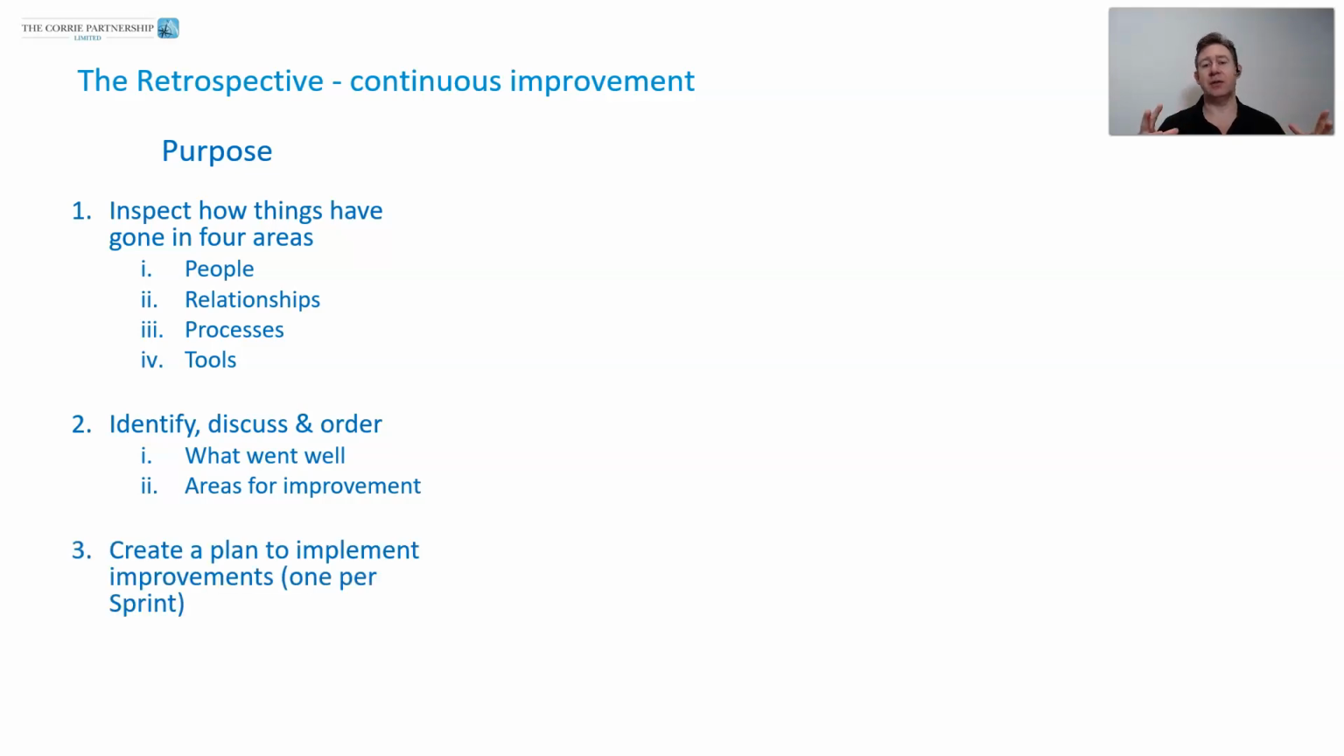And then what we do is we create a plan for improvements. The recommendation is to take one idea, one area for improvement into the next sprint, into the next 2-week cycle. If we do that, that item becomes part of the product backlog. So we need to devote some time to that, as we would to any other element of the work that we're doing in the sprint.